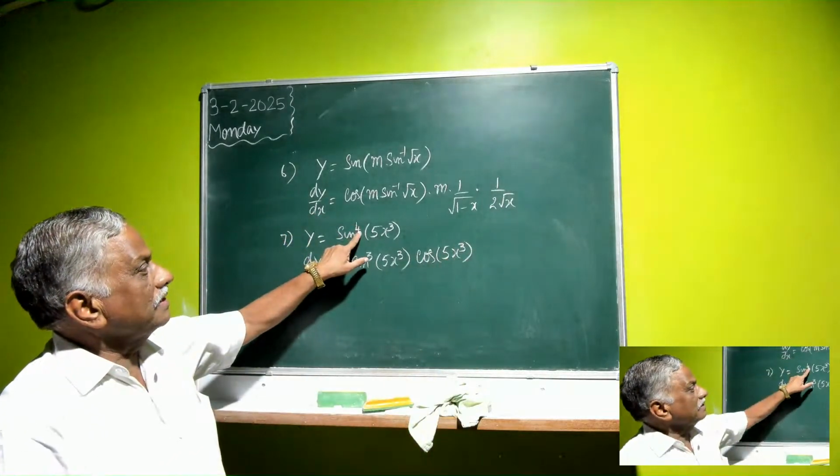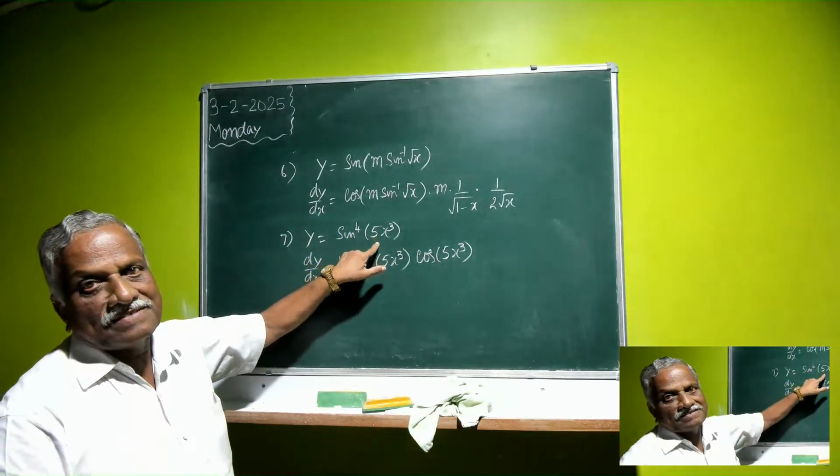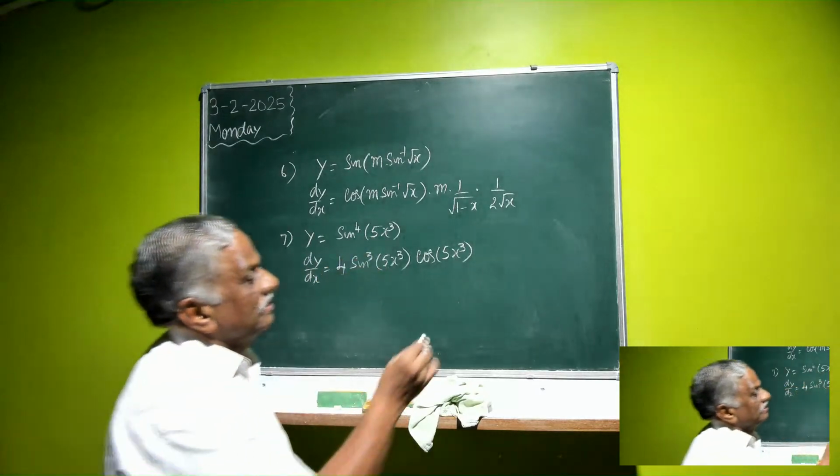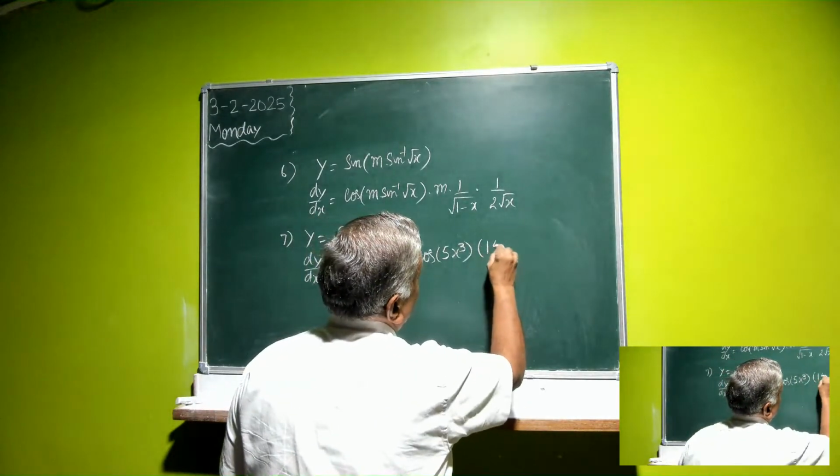So we differentiate the power. Then sine, now enter inside. 5 is a constant, x cube gives 3x square, therefore it is 15x square.